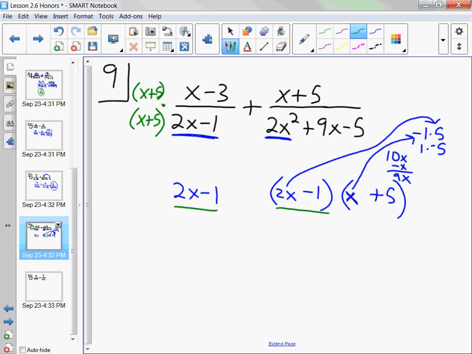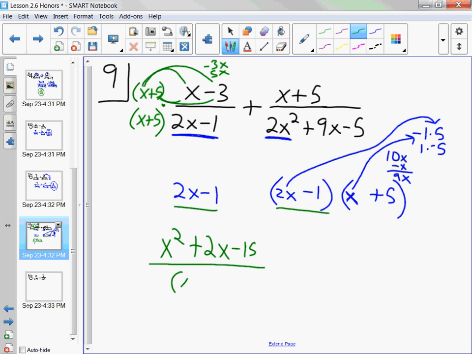If I do that, I'm going to have to FOIL the top. X times x is x squared. X times -3 is -3x. I'm going to do a little calculating up here. 5 times x is 5x, and that -3x plus 5x makes 2x that I can put in down here. And -5 times -3 is -15. All over the common denominator of x plus 5 times 2x minus 1. We're going to leave it in factored form right now.